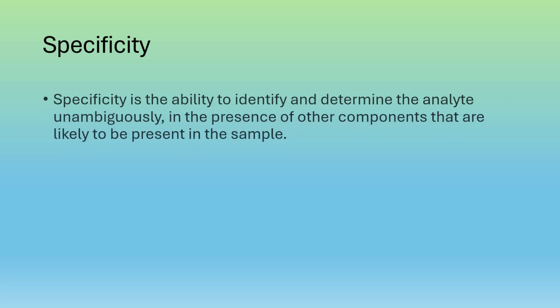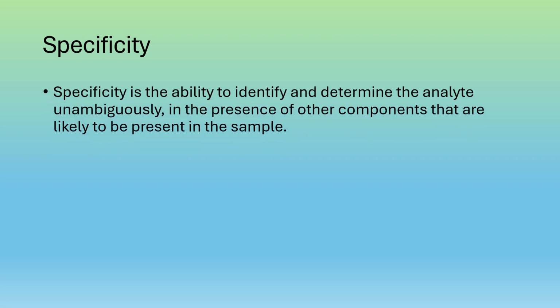Let us see what is specificity. Specificity is the ability to identify and determine the analyte unambiguously in the presence of other components that are likely to be present in the sample. Specificity is the unique identification of compound. The other components in the compound of interest should not interfere.